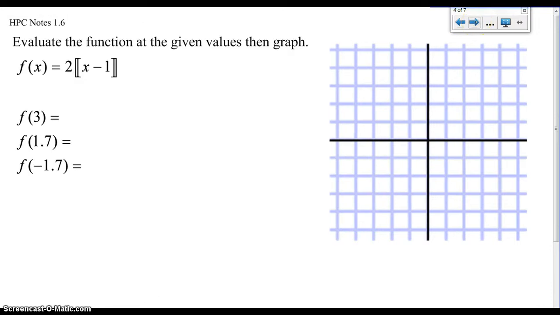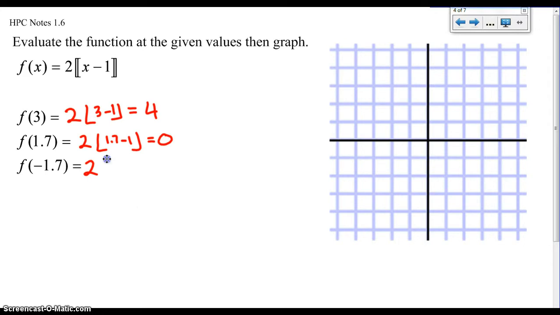Evaluate the function at the given values, then graph. So here we go, f(x) = 2[x - 1]. That's going to be 2 times the greatest integer of 3 - 1, which would simply be 2 times 2, which is 4. Our next one, f(1.7), that's 2[1.7 - 1]. Now 1.7 - 1 is 0.7, so the greatest integer there is 0. 2 times 0 would equal 0.